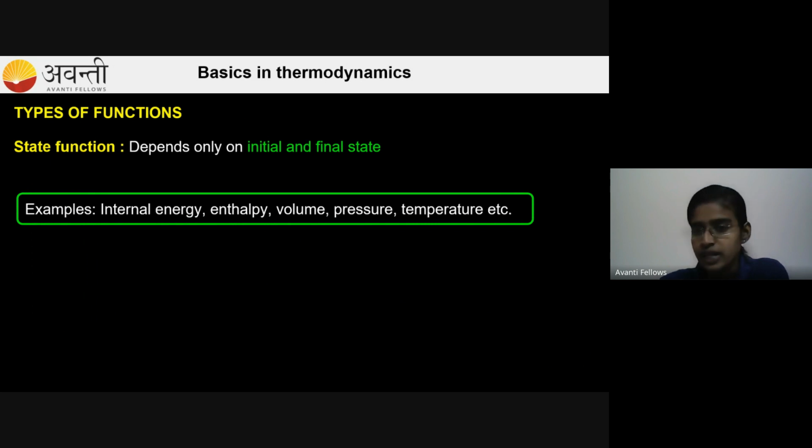The next is types of function. There are two types of function: one is state function and the other one is path function. Okay. So in the last slide, there were two properties, extensive and intensive. Now here there are two functions, state function and path function.